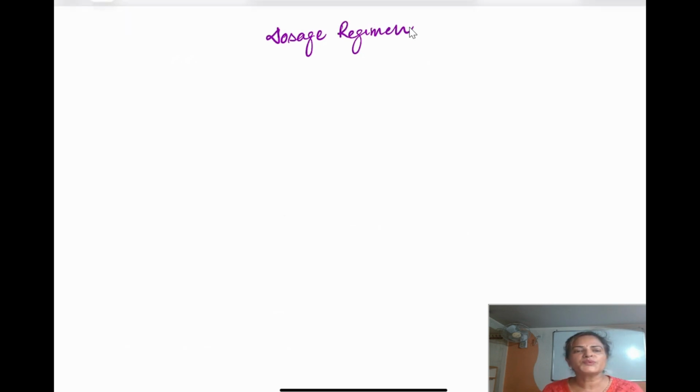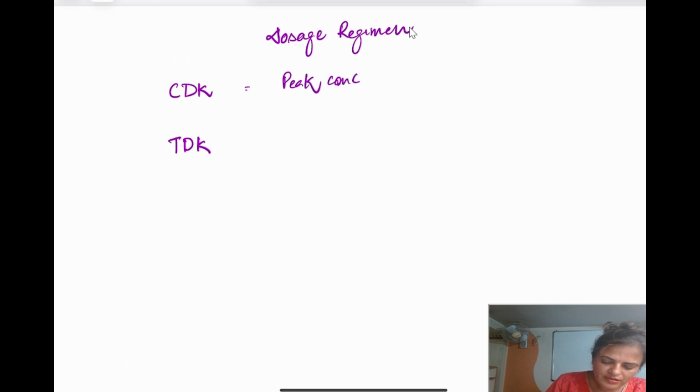Now what is the reason for that? Why is the dosing regimen of this one like this? Antimicrobial agents follow two types of killing. One is concentration dependent killing. Another one is time dependent killing. Concentration dependent killing is the ratio of the peak concentration of the antimicrobial agent over the minimum inhibitory concentration. That means its killing depends on the peak concentration of the antimicrobial agent.